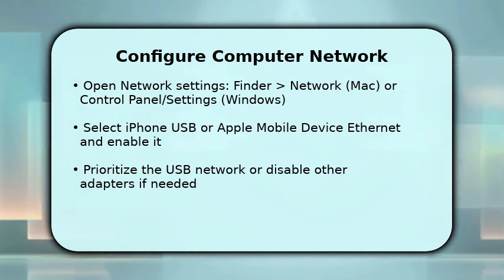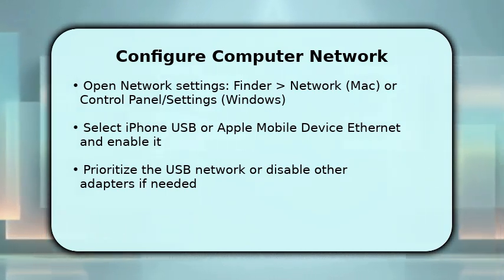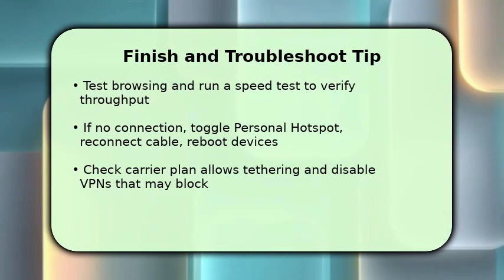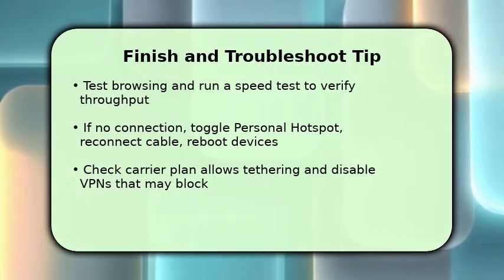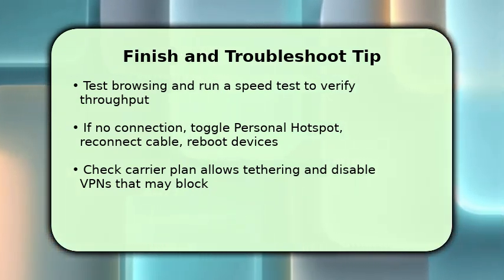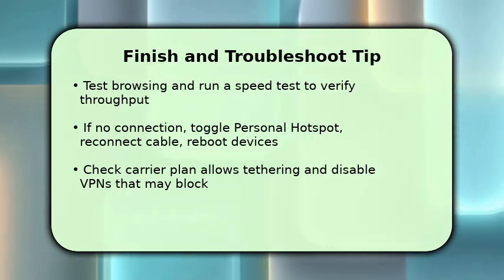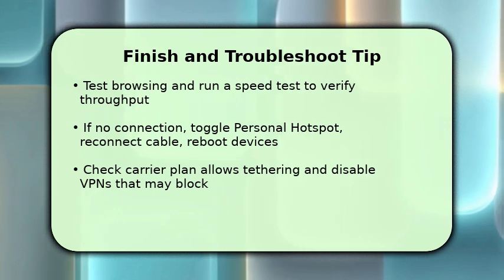This ensures traffic goes through the tether. To finish, verify connectivity by opening a web page or running a speed test. You should see traffic over the USB interface. If it fails, restart the iPhone and computer, toggle personal hotspot off and on, and reconnect the cable. This resets the USB network handshake.